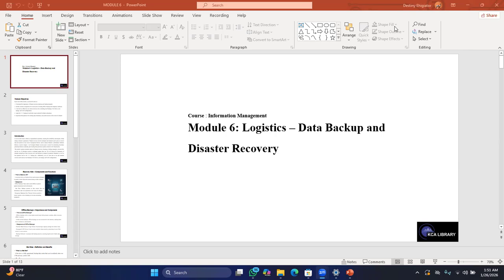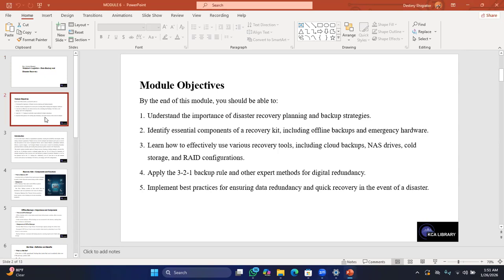Today we'll be discussing Module 6, talking about data backup and disaster recovery. Now, by way of module objectives, we'll be looking at understanding the importance of disaster recovery planning and backup strategies. We'll be looking at identifying essential components of a recovery kit, including offline backups and emergency hardware.